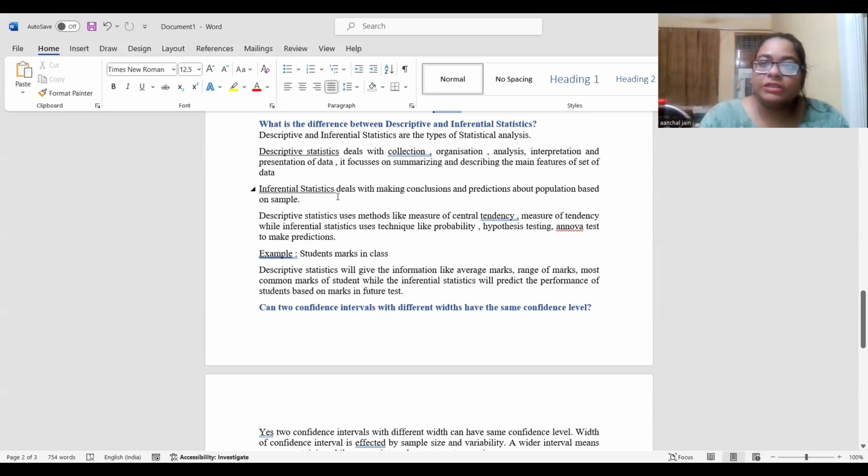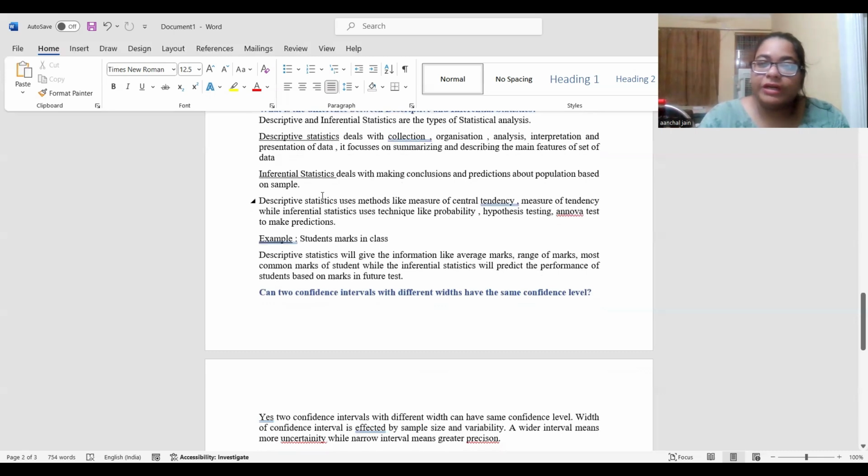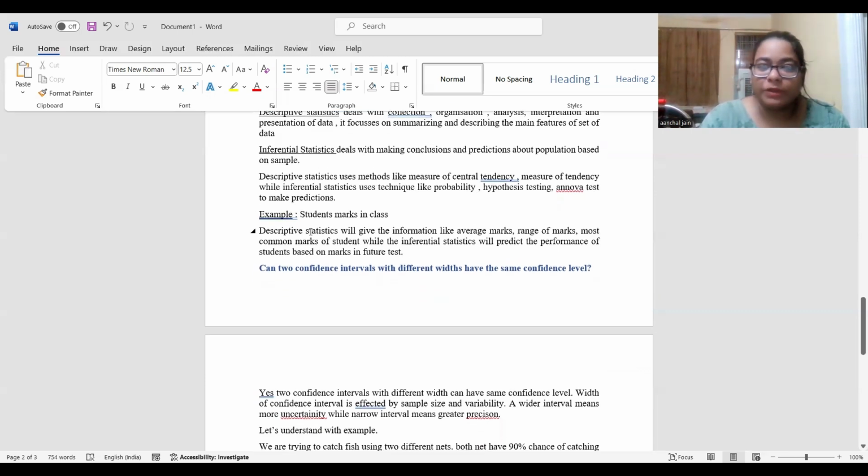So it focuses on summarizing and describing the main features of the data. Now, inferential statistics basically deals with conclusions and predictions about the population. In descriptive statistics, we use measures of central tendency, that is mean, mode, median, and in inferential statistics, we use probability, hypothesis testing, etc. to make the predictions.